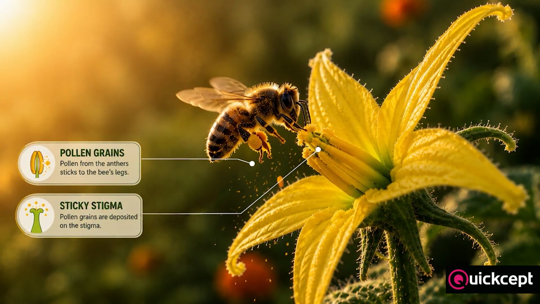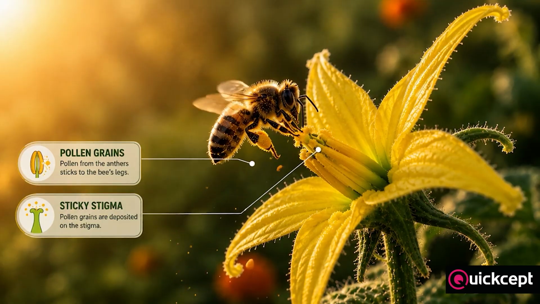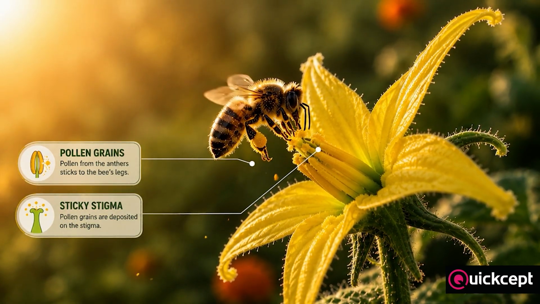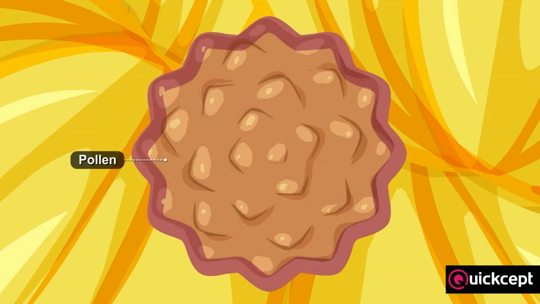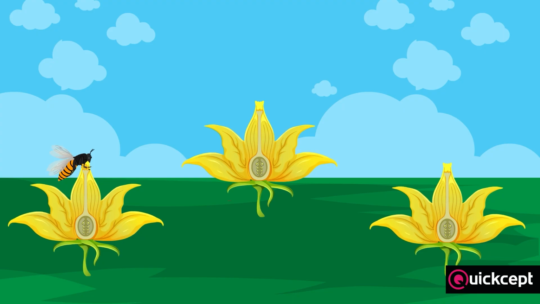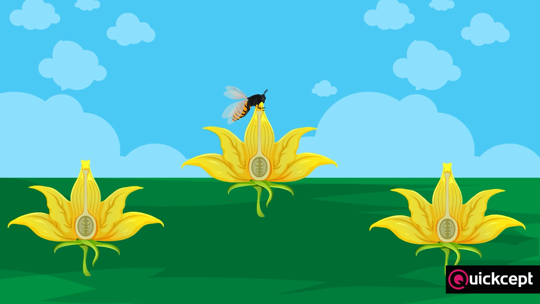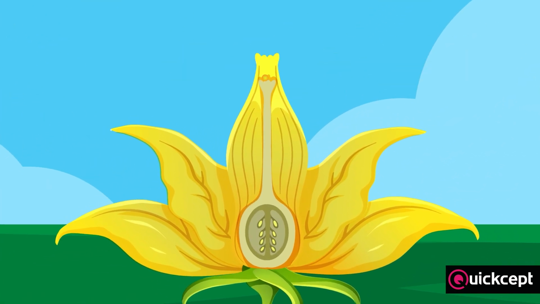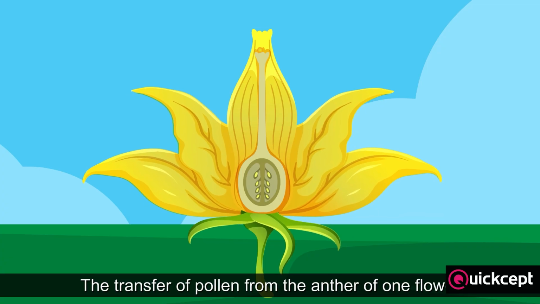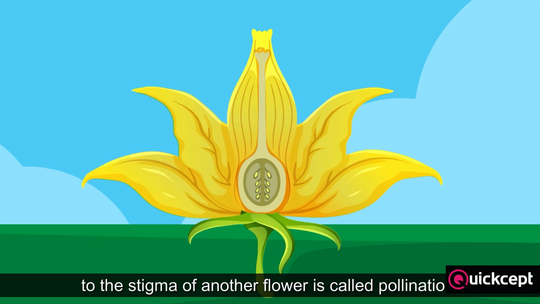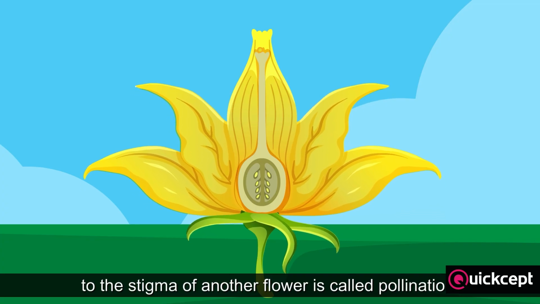When a bee or butterfly lands on a flower, the powdery substance called pollen sticks to its legs. Pollen are small dust-like grains that carry the male gametes of a flower. When this bee visits another flower, some of this pollen rubs off onto the stigma, the sticky part of a flower. This transfer of pollen from the anther of one flower to the stigma of another flower is called pollination.